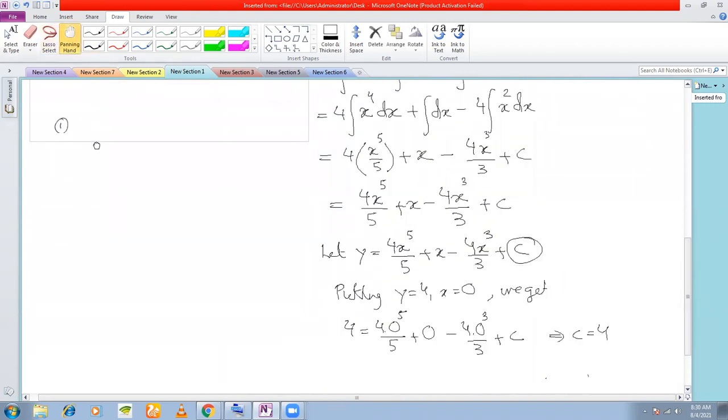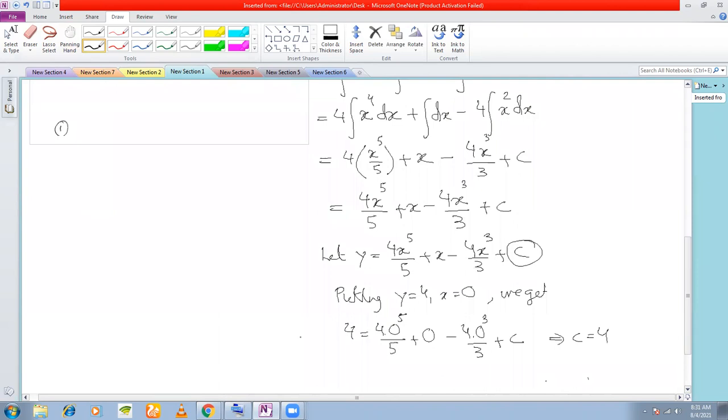Hence, y is equal to, what is the original function? y is equal to 4x to the power of 5 divided by 5 plus x minus 4x cube divided by 3 plus 4. This is the original function. Are we clear with this? Yes, sir. Okay, that is simply the very preliminary examples of the method of substitution.